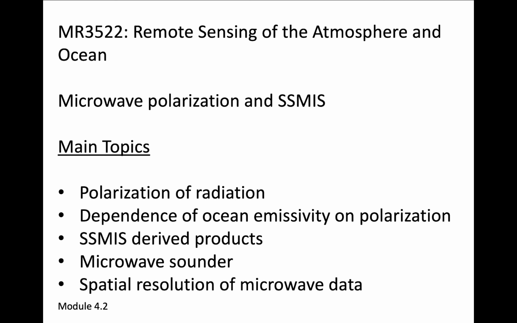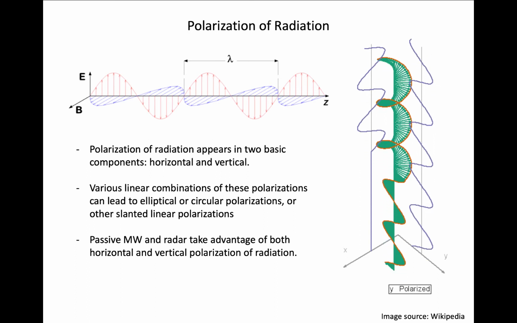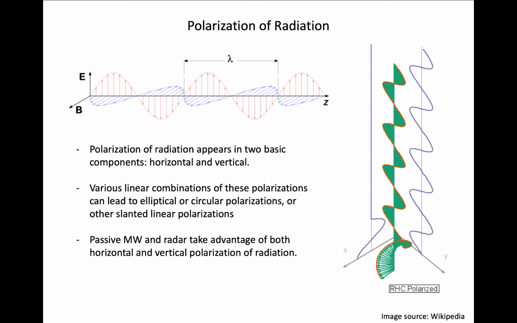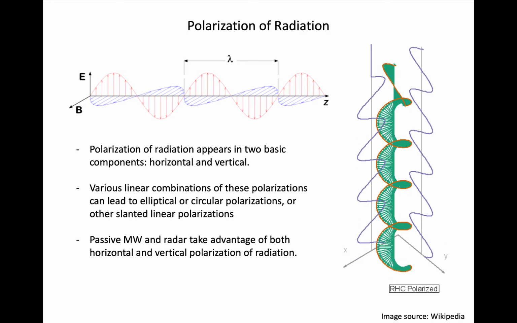Next, we'll become a little more familiar with the Special Sensor Microwave Imager Sounder, or SSMIS. In particular, we'll focus on the imager and take a first look at polarization of radiation. Radiation appears in two basic polarizations, horizontal and vertical. The polarization refers to the propagation of radiation through an electromagnetic field.